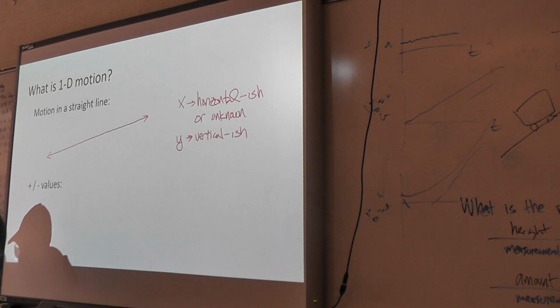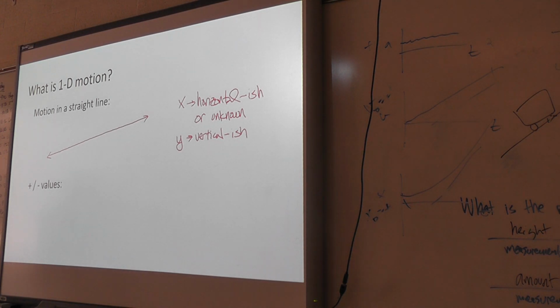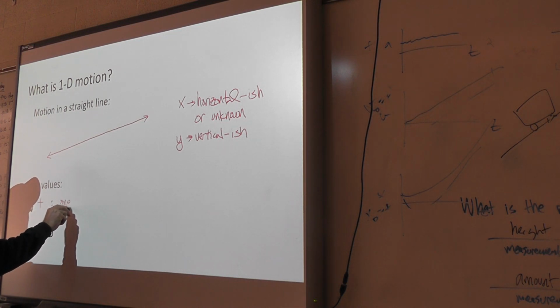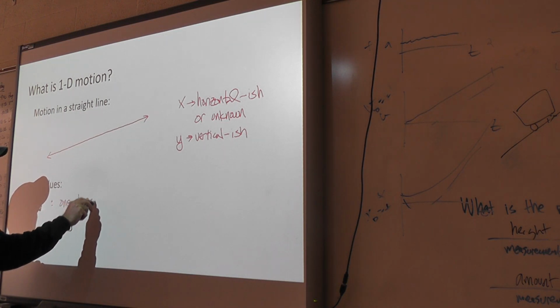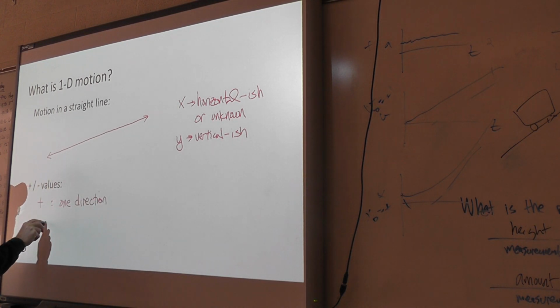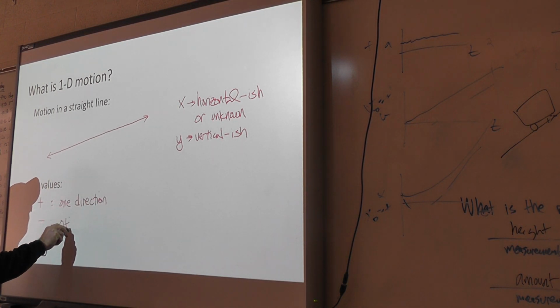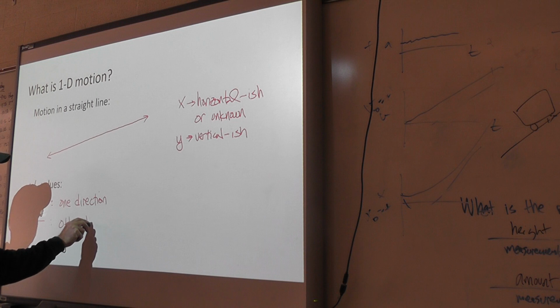And then we have positive and negative values for position and velocity, and it turns out acceleration as well. All of those are associated with the direction, and this is somewhat arbitrary. Our positive direction is going to be one direction, and our negative direction is going to be the other direction.